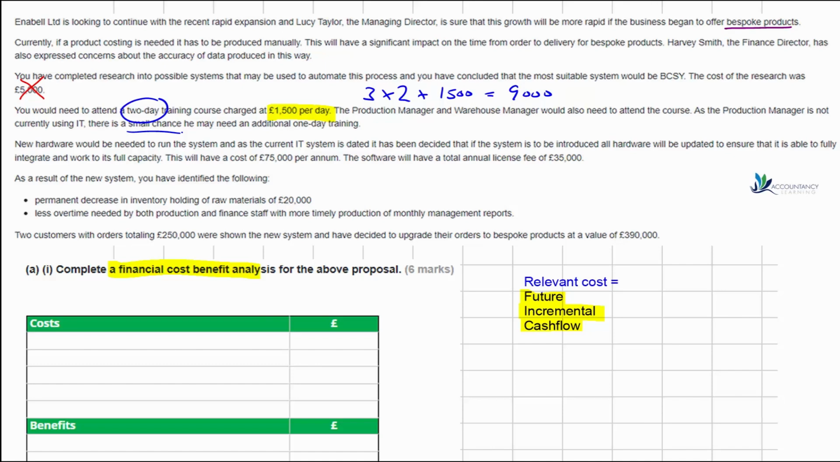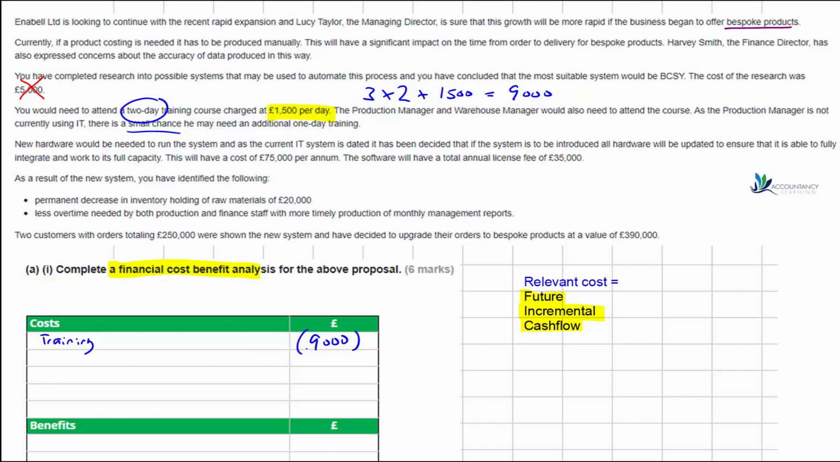So there's our first cost. We'll have our training costs, and we're going to have a 9,000 cost here. And then it tells us that new hardware would be needed to run the system. And as the current IT system is dated, it's been decided that if the system is to be introduced, all hardware will be updated to ensure that it is able to fully integrate and work to its full capacity.